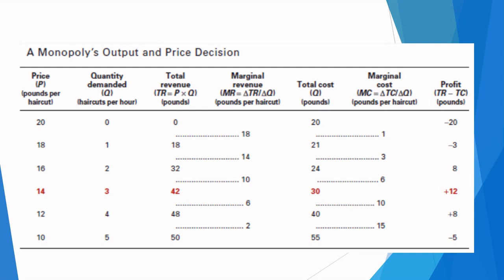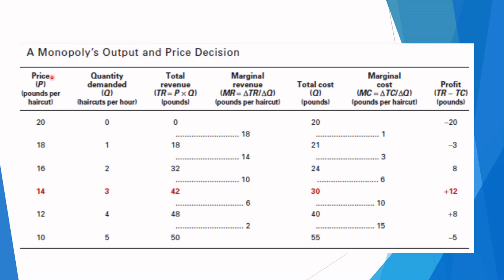Welcome back, everyone. I will start over from where I had left off in the last lecture. We are going to continue with a single price monopolist's output and price decision. The table that you can see over here is table number 12.1 from your books. You have already seen the first half of this table a couple of lectures back.